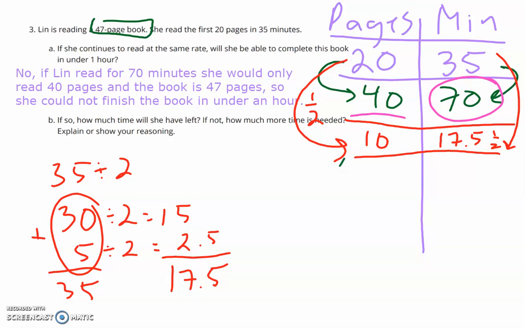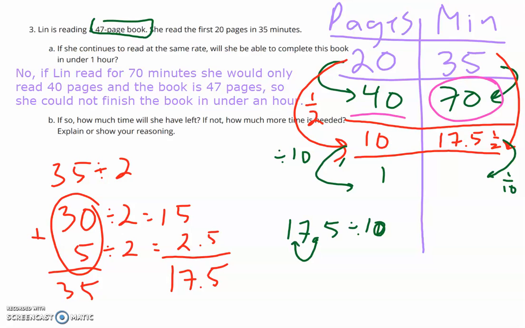It's going to help me to figure out 1 page. And I get from 10 to 1 by dividing by 10. We're getting 1/10. So I need to divide 17.5 by 10. Whenever we're dividing by 10, we can just move the decimal place over. It moves over 1, so now we're at 1.75, which is 1 3/4. So 1 page takes 1 minute and 75 hundredths of a minute.